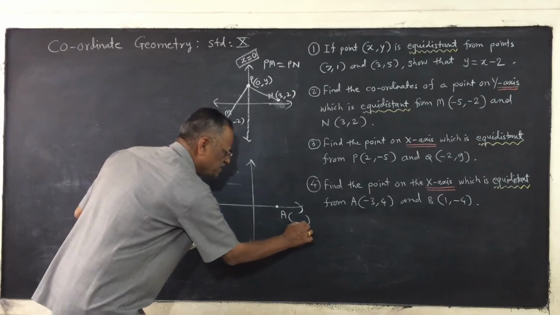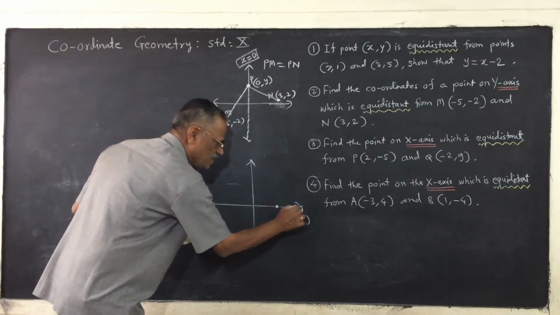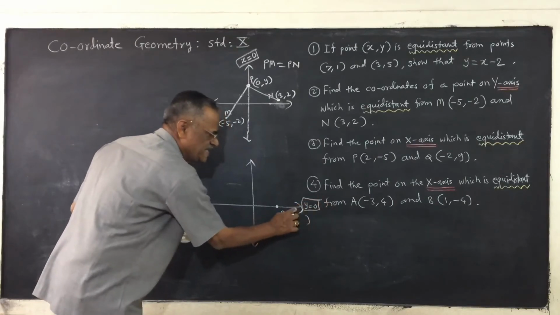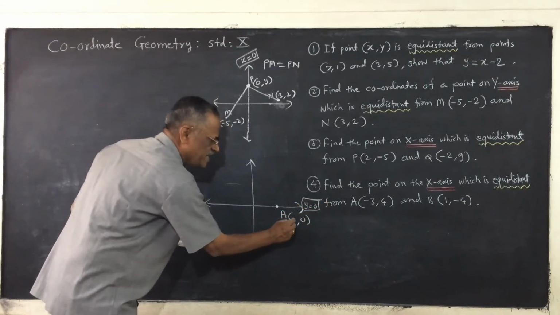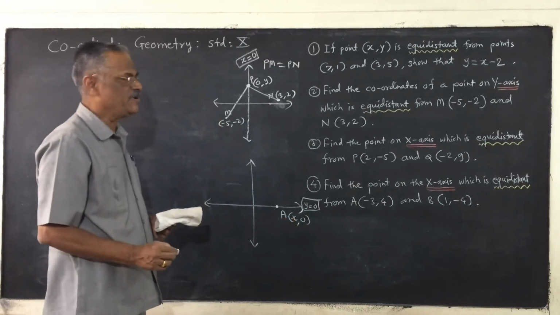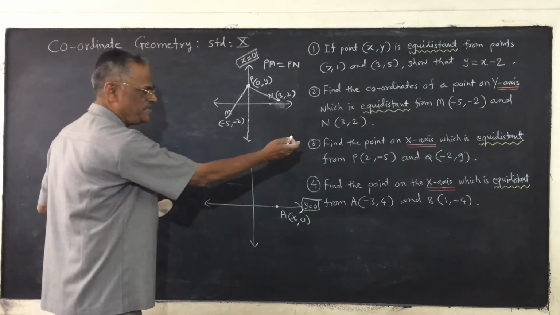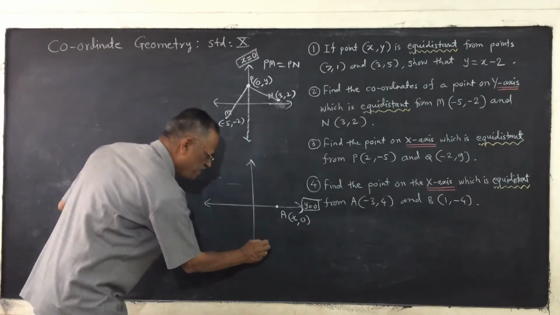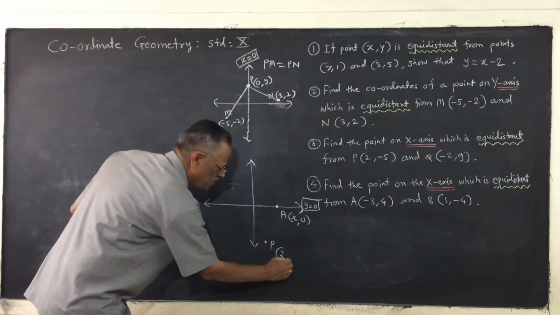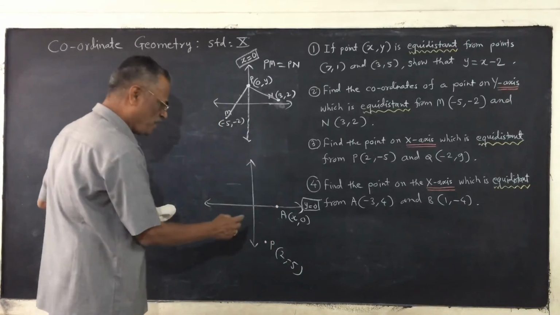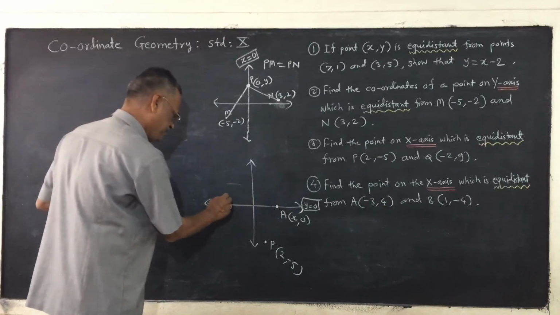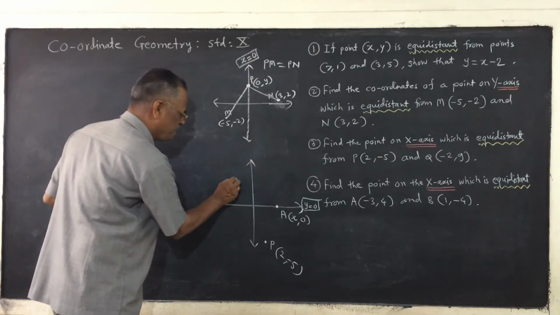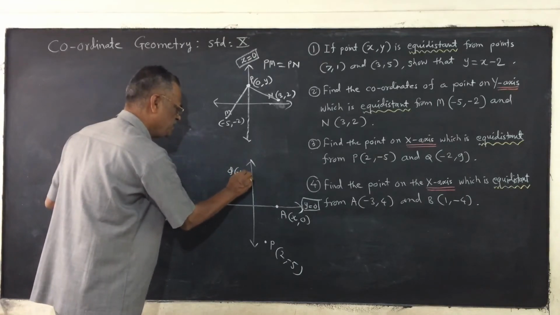Then what are the coordinates of this point A? It is on the x-axis. You know that the equation of the x-axis is y equal to 0. So the y coordinate is 0 and we don't know the x coordinate. And what about the points there? P point is approximately 2, minus 5. And Q point, suppose it is minus 2, 9. It is somewhere here.